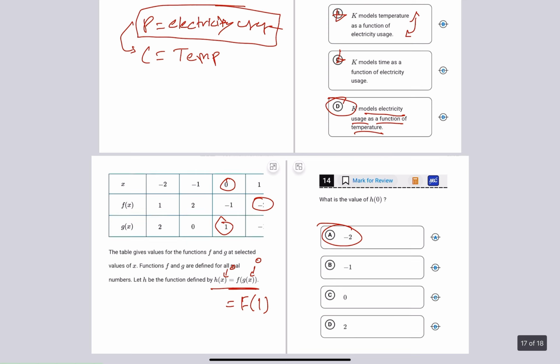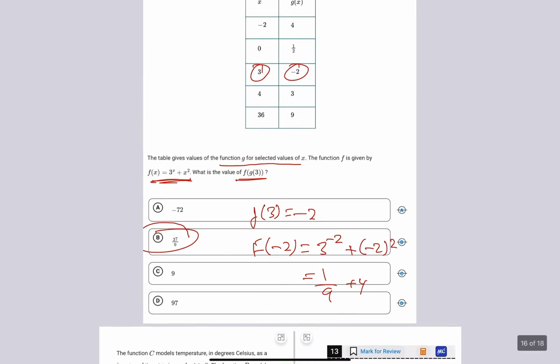Because we're searching for h of 0, which is f of g of 0, and g of 0 is just when x equals 0. What's the output value for g of x? g of 0 is equal to 1, and f of 1 is equal to negative 2, which is option A. And yeah, that's pretty much it.